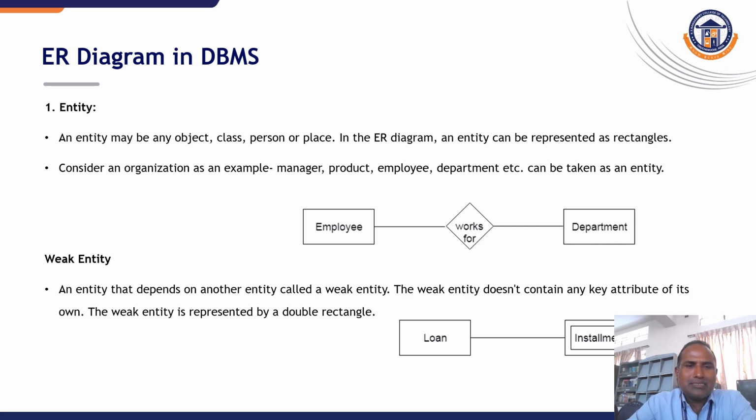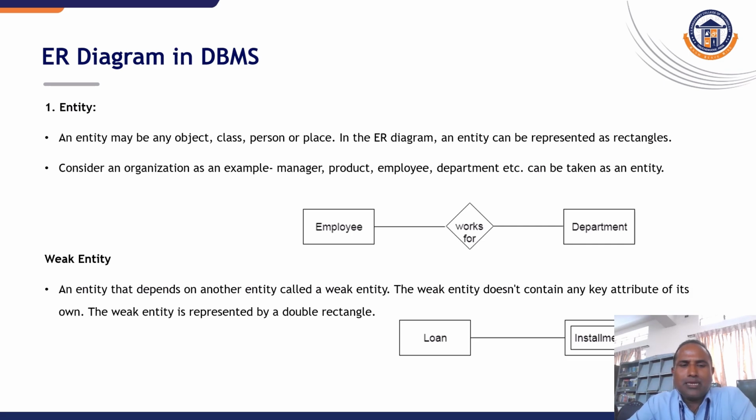What is an entity? It is an object like a class, person, or place. In the diagram, an entity is represented as a rectangle. If you take your database table, the table is called an entity. For example, employee table, department table. These are all called entities in an ER diagram. So consider an organization as an example. Manager, product, department, and employee, etc. can be taken as entities.